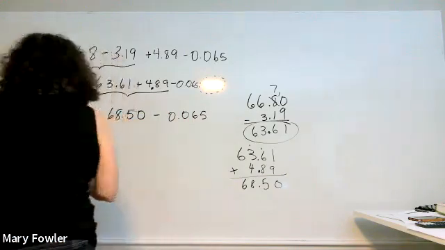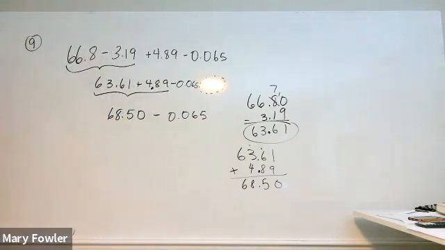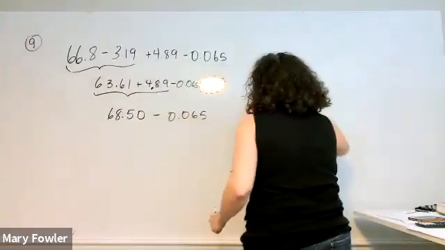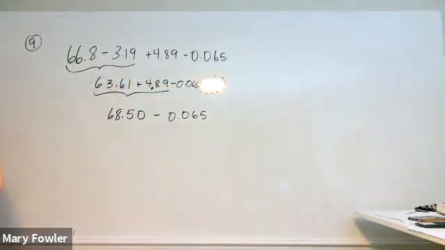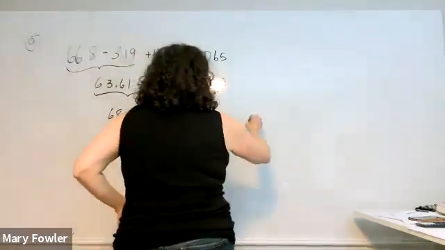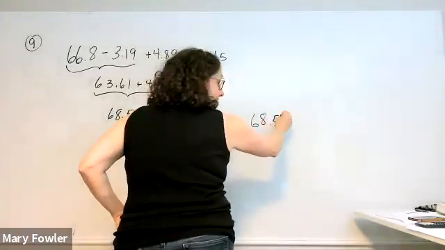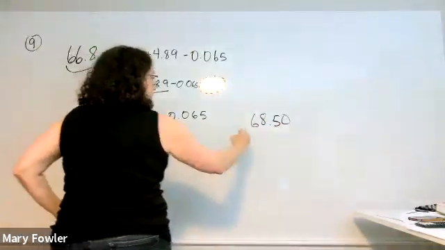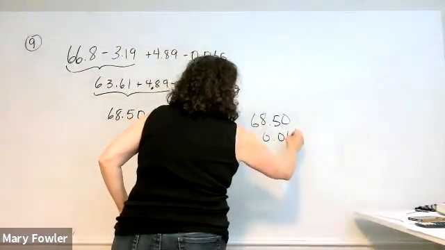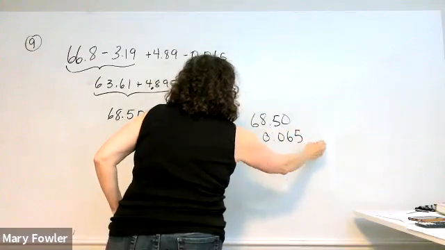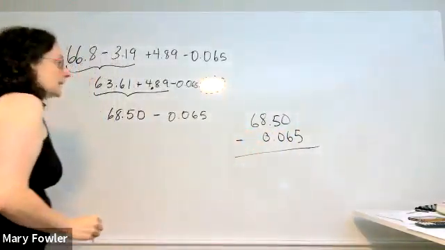Okay. And so then the final thing again, adding, subtracting left to right is this subtraction problem. So I'll put this one over here. Get this cleaned up. So we have 68.50, and from that we'll subtract 0.065. Okay.